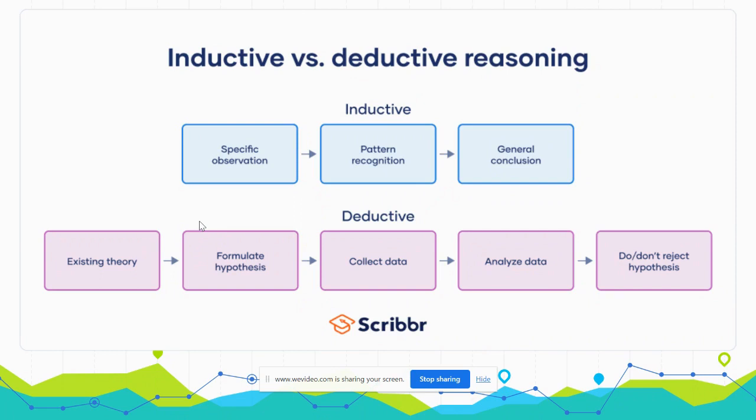Deductive reasoning is sort of the opposite, where we're starting off with a hypothesis, and then analyzing data. Secondary data is more available, it's easier to work with because it's already collected for us.